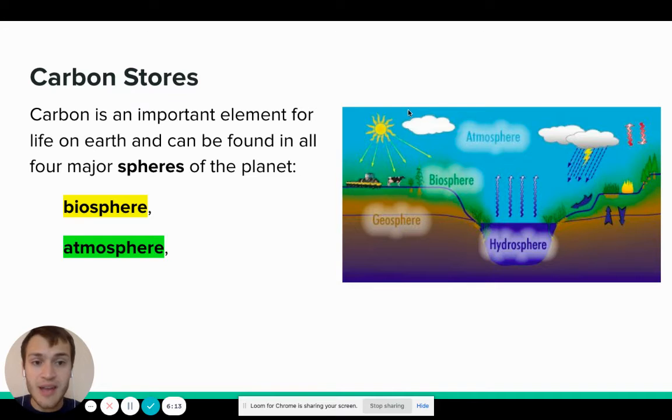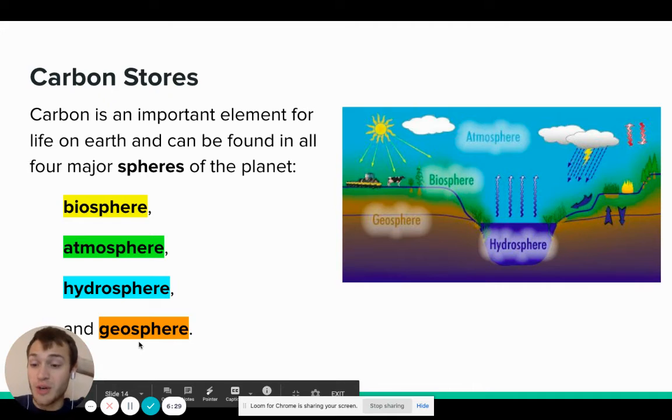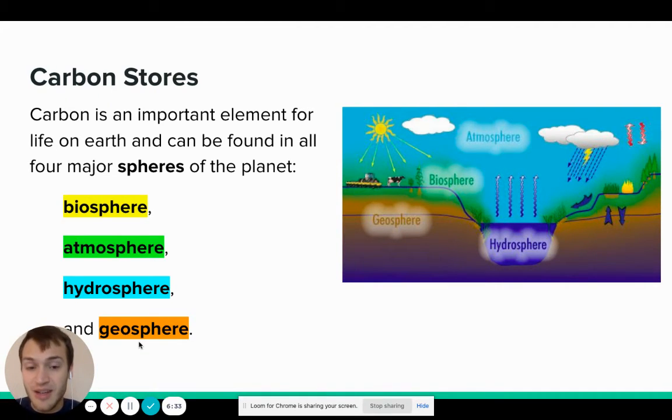That's just a lot of gases, the gases surrounding Earth. The hydrosphere, as you could probably guess, hydro means water, and so the hydrosphere is talking about all the water on Earth. And lastly, the geosphere. The prefix geo means Earth, so the geosphere is actually kind of all the land on Earth.